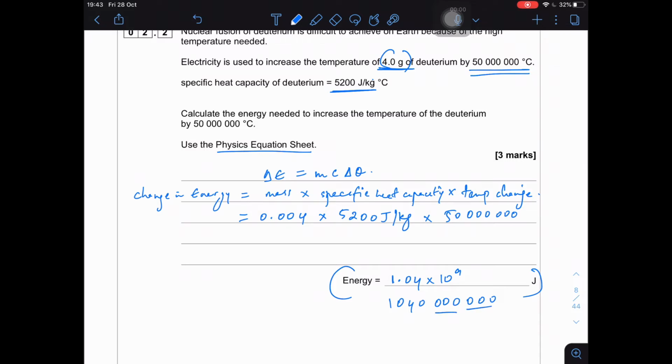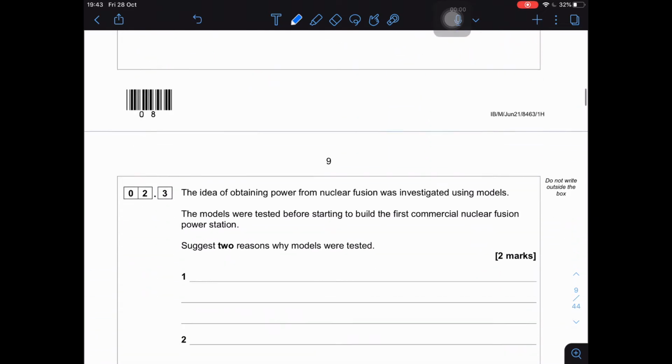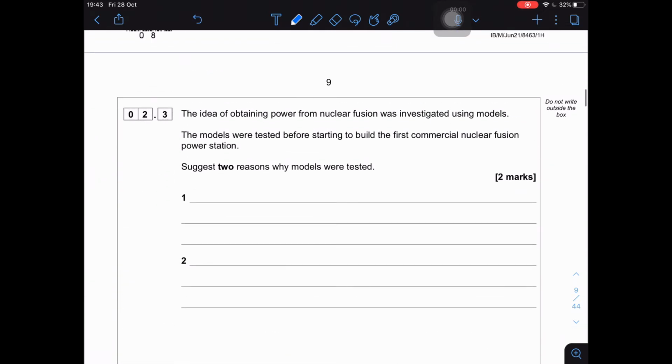Alright, this is also acceptable. On to the next question. The idea of obtaining power from nuclear fusion was investigated using models. The models were tested before starting to build the first commercial nuclear fusion power station. Why did we test them?